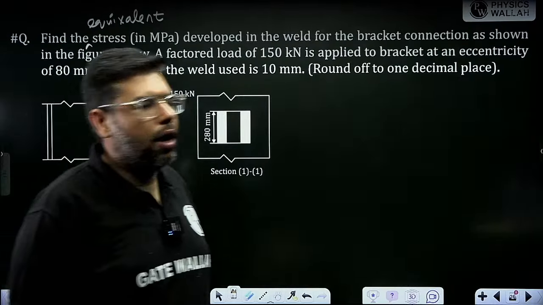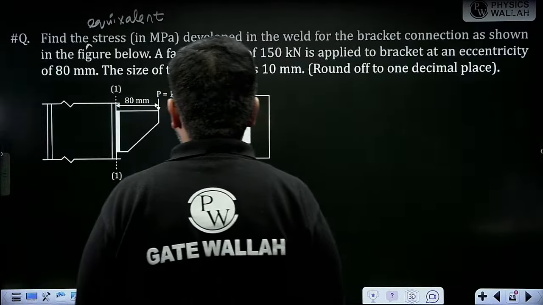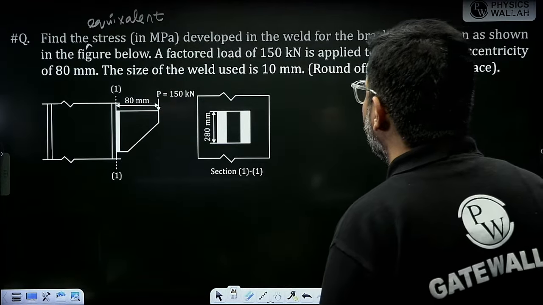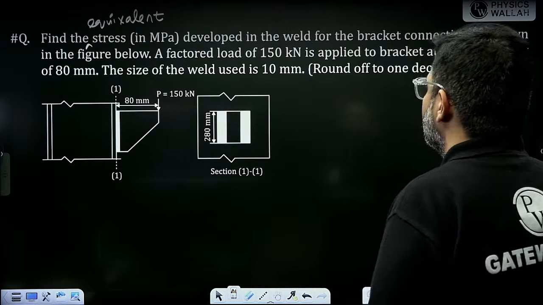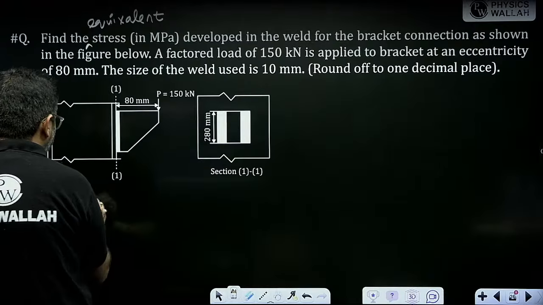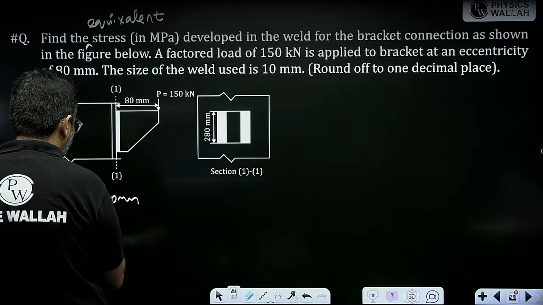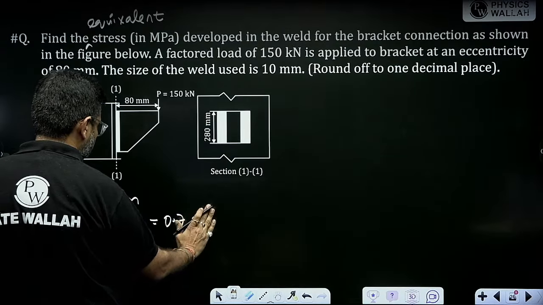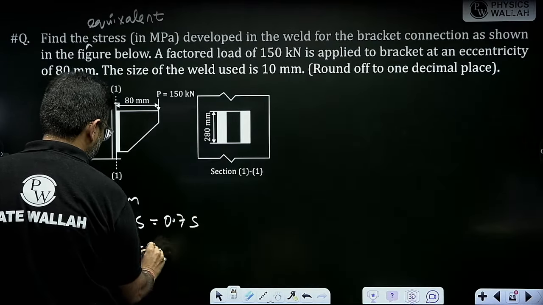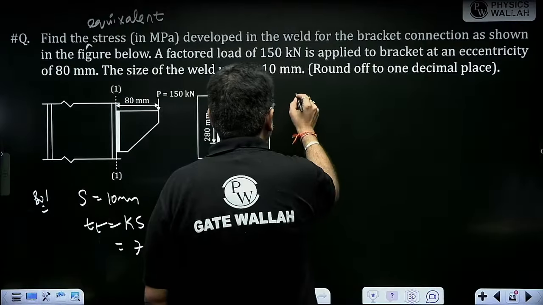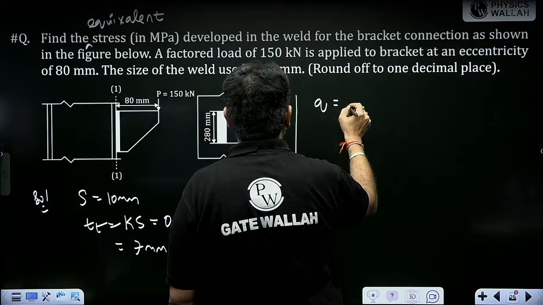First find out the direct shear stress and then find out the bending stress. So here we have two lines of weld. You can see fillet welding was done. So size is 10 mm. TT is equal to Ks, that is 0.7 s, that is 7 mm. Throat thickness is 7 mm. Now Q, that is the direct shear stress, first find out.